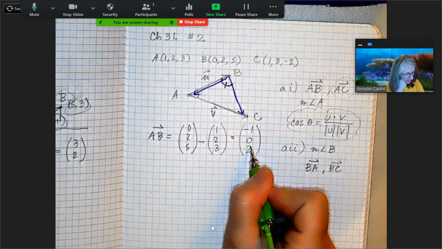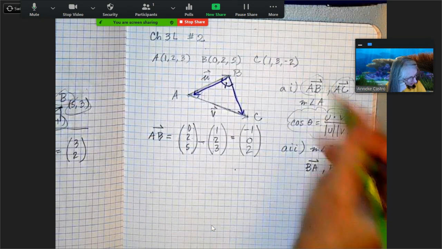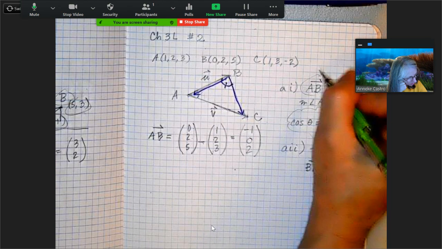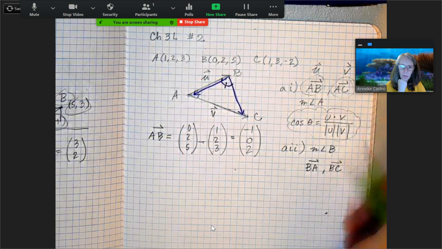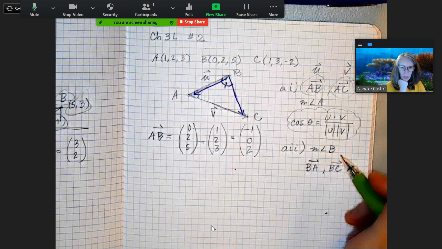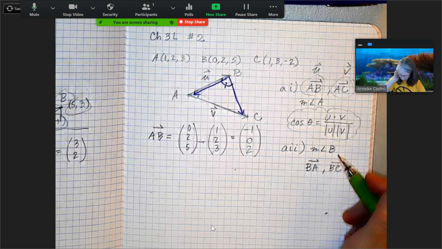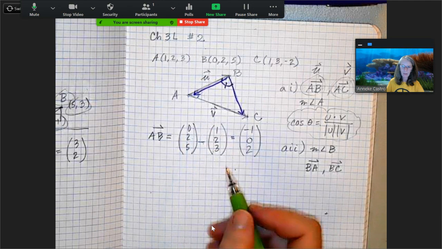So AB is going to be this one, and then AC. One of these is going to be your U, the other one's going to be your V, and you're going to just plug and chug, just like you did with the previous problem, where you just use the formula and figure it out. Okay, the last question says find the length of the longest side. So I'm going to let you take it from there. Hopefully that's enough to get you started.